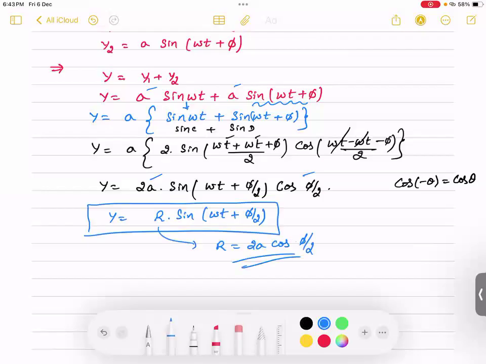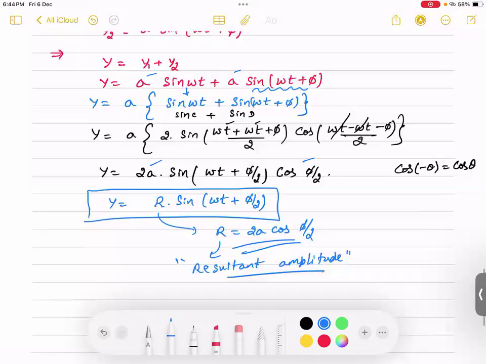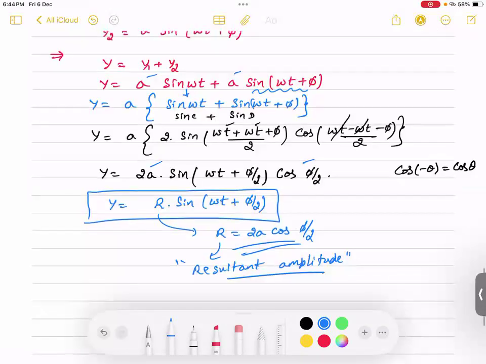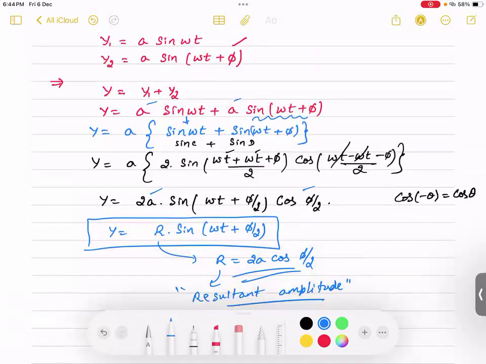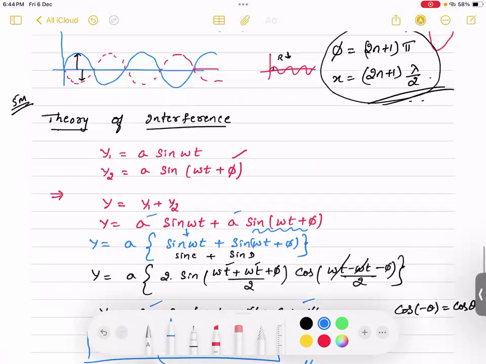This R is called the resultant amplitude, that is 2A cos phi by 2. What is that R called? R is a constant called the resultant amplitude. This is very important. They will ask for 5 marks, students. And in addition to this, please remember these conditions: phase difference and path difference.